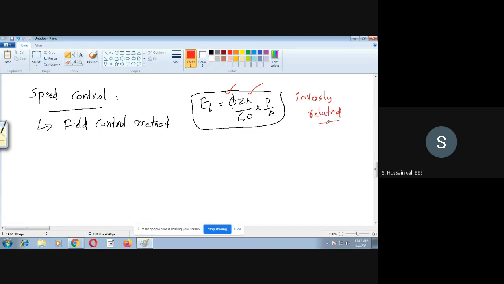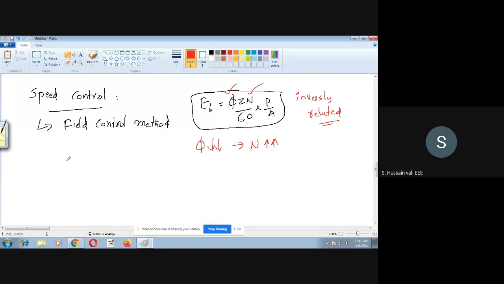You just see carefully. Your flux is here, your speed is here. So both are inversely related from this mathematical equation. So if you reduce the flux, you can increase the speed. That is the logic here. If you reduce the flux, it implies the speed will increase definitely. So this is the logic we will take in the field control method. So how do you reduce the flux here? What is the method to reduce the flux?